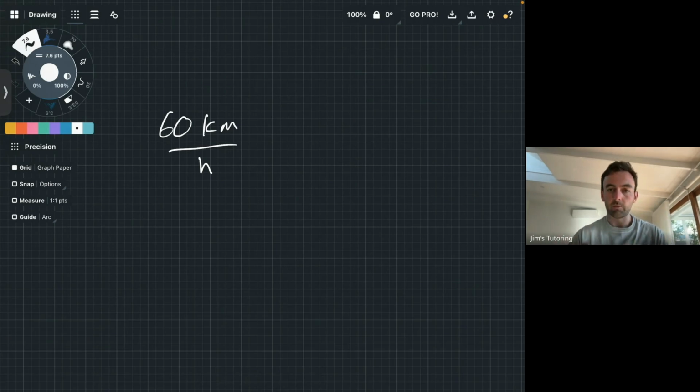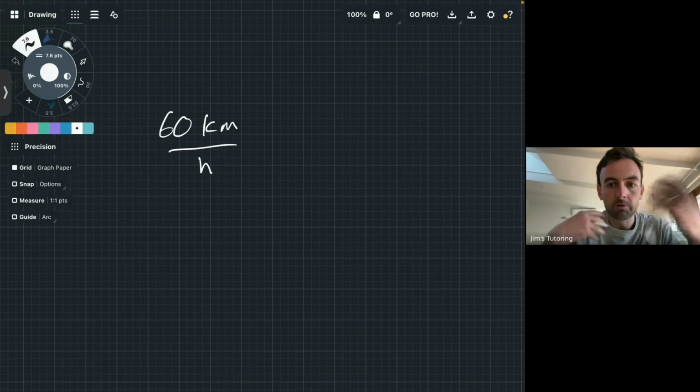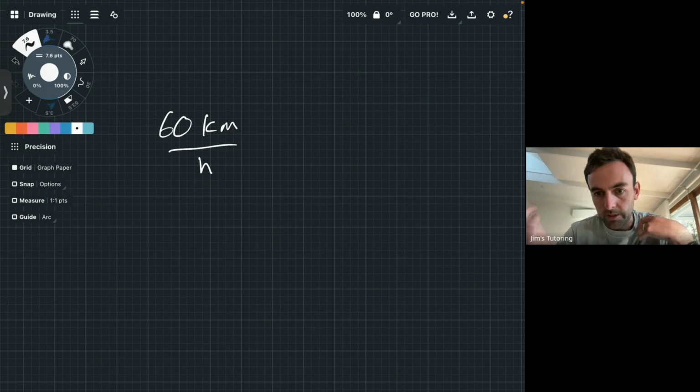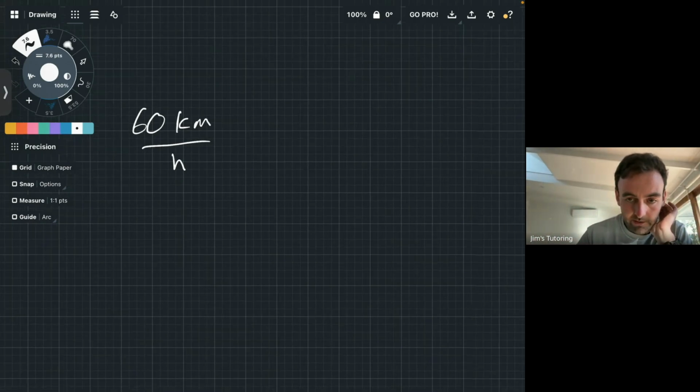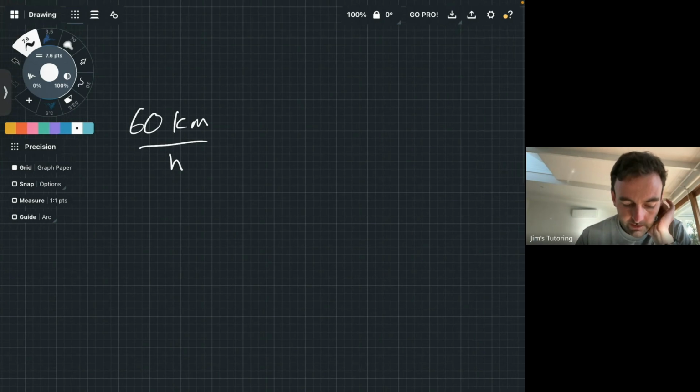And really that's the whole point of unit conversion, or this process: to be really clear in what you're doing and know whether you're multiplying by a number or dividing by a number. It's just setting out your maths clearly to prevent mistakes.